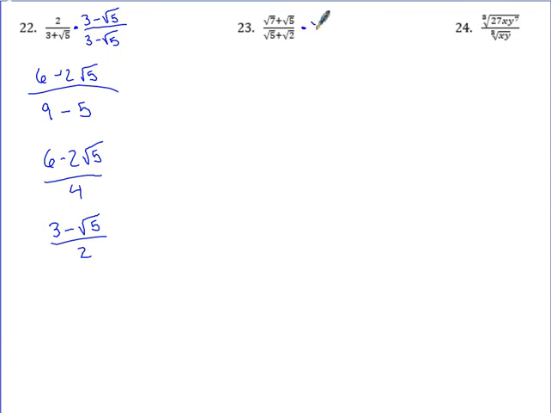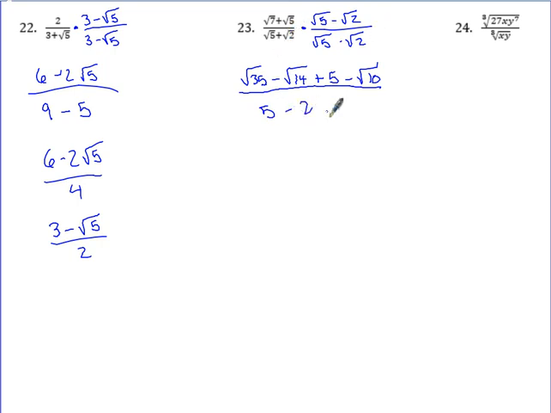23, same story. I need to multiply by the conjugate. So the square root of 5 minus the square root of 2 on both the top and the bottom. All right, on the top, I have to FOIL. Square root of 7 times square root of 5 is square root of 35. Square root of 7 times negative square root of 2 is negative square root of 14. Square root of 5 times square root of 5 is 5. And the square root of 5 times negative square root of 2 is negative square root of 10. Okay, that's on the top. And then on the bottom, again, because it's the conjugate, first times first, square root of 5 times square root of 5 is 5. And last, square root of 2 times negative square root of 2 is negative 2.